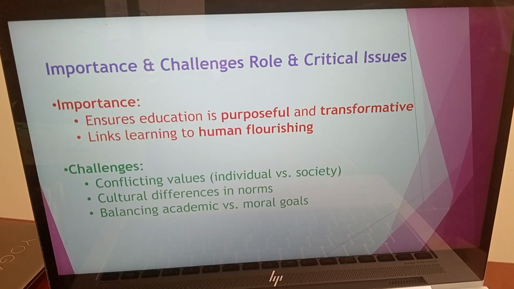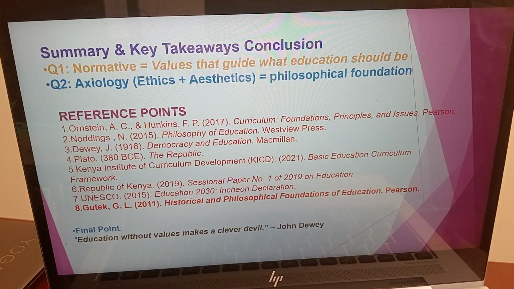Also, let's look at importance, challenges and critical issues. Importance: it ensures education is purposeful and transformative. It links learning to human flourishing. And then we also look at the challenges. We have conflicting values. We have cultural differences in norms. We have balancing academic versus moral goals.